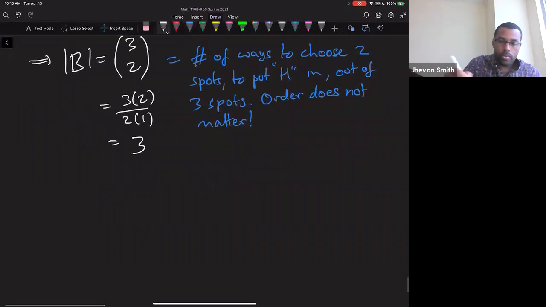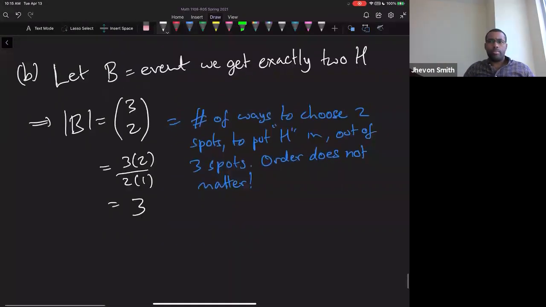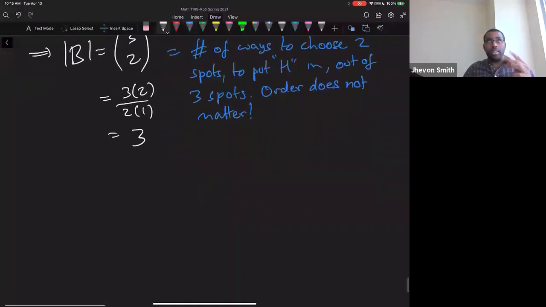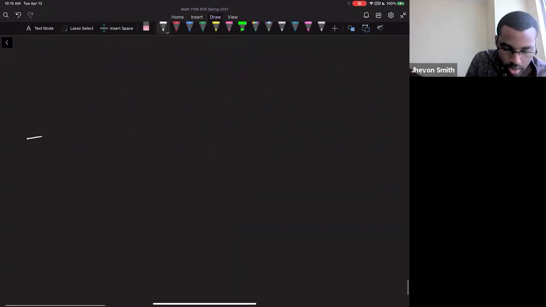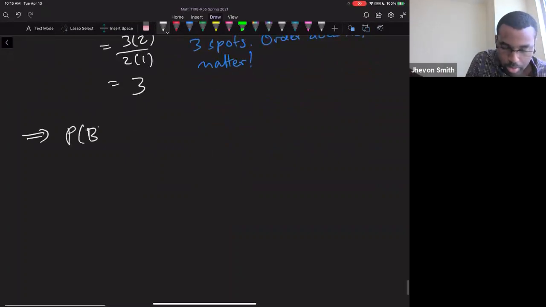And we get that. In fact, n choose r is the same as n choose n minus r. That's always true, but you don't need to know that because you guys can use calculators anyway. Yeah, so here, again, we get that the probability of B is the size of B over the size of the sample space, 3 over 8.